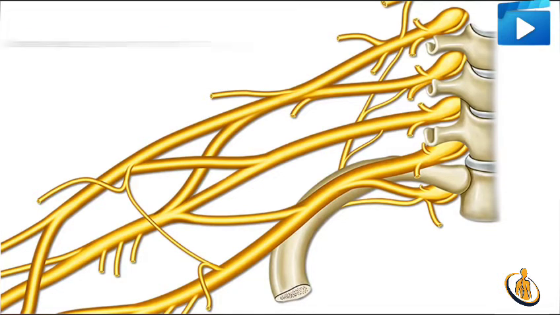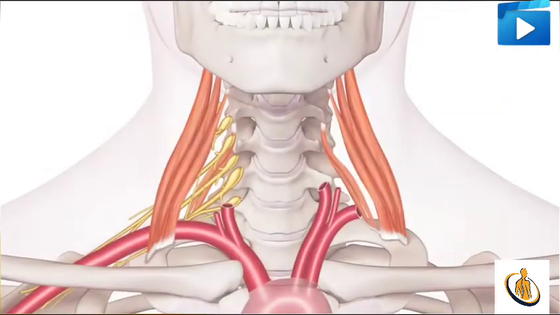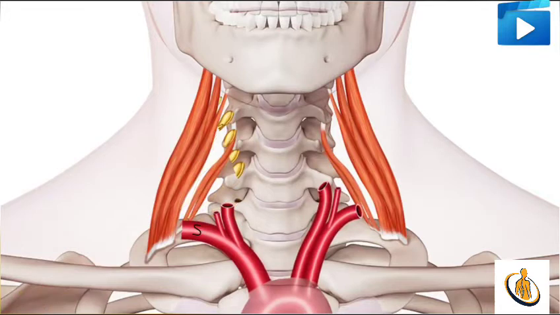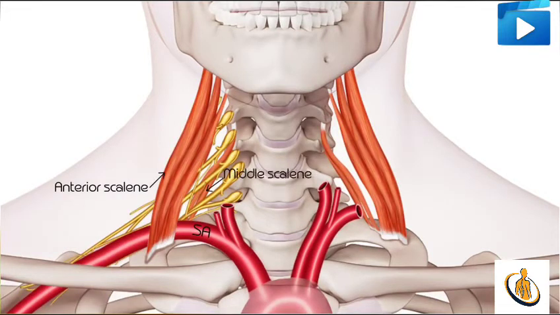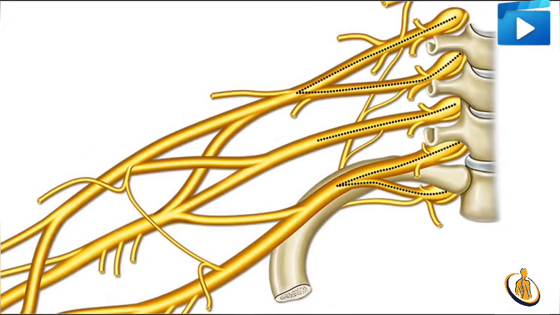Here it receives gray rami communicantes from the sympathetic trunk, which carry the postganglionic sympathetic fibers to the peripheral region, and it passes between the anterior and the middle scalene muscles to enter the posterior triangle of the neck. The roots of the brachial plexus then join to form trunks.